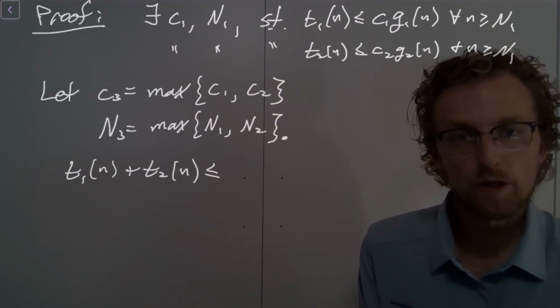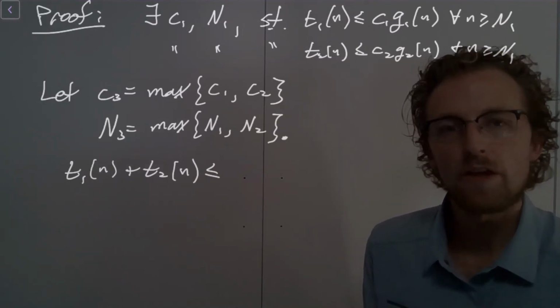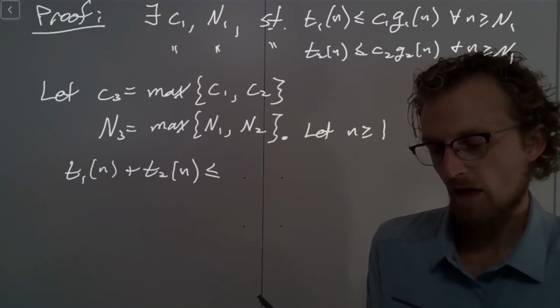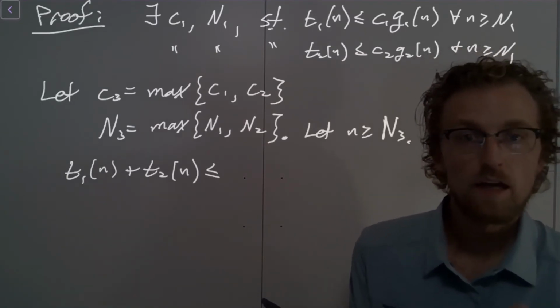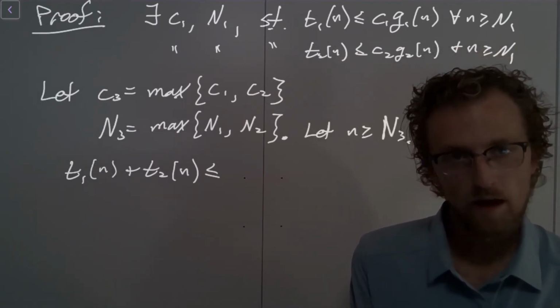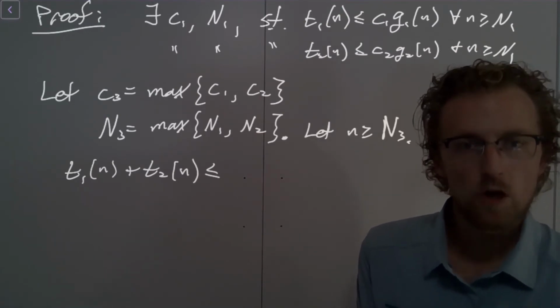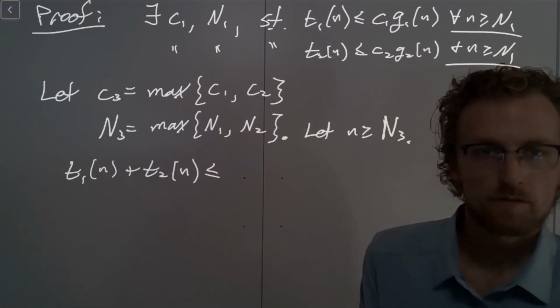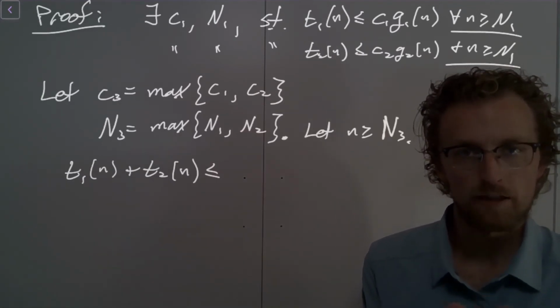so here's what I'll do. I'll say period there, and I'll say let little n be bigger than n3. So let n be bigger than n3. Okay, so now if n is bigger than n3, then it's also bigger than n1, and it's also bigger than n2. And so now I just get to adopt these two statements, right? I get to take those and drop them directly in. So what do I have?